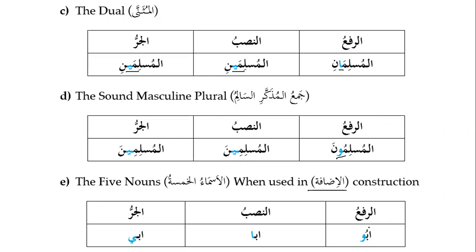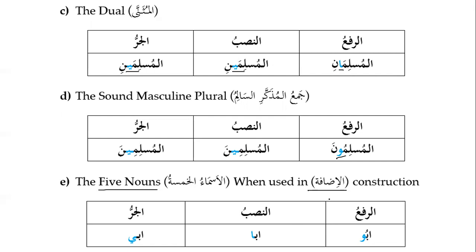Do you remember the five nouns? Quickly. Abu, Aba, Abi, Akhu, Akha, Akhi, Hamu, Hama, Hami, Fu, Fa, Fi, and Dhu, Dha, Dhi. Excellent. So five of them over there. But they will be used in this construction when they are used as idafa, or as mudaf. If they are not used as mudaf, then we will use the regular form of the noun.